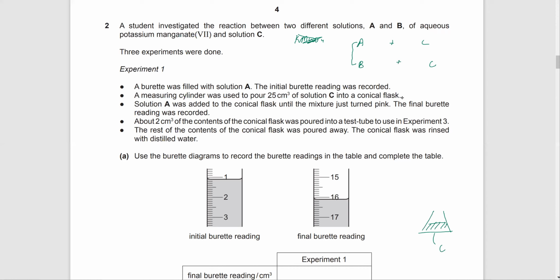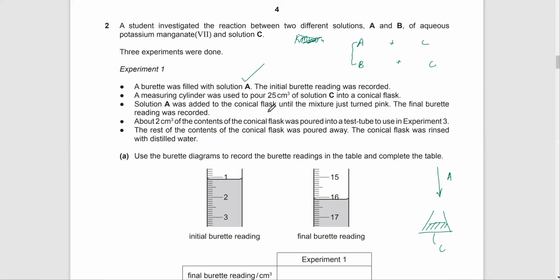So here you have C. The burette has your A. Okay, your A is in the burette, so you're adding A from the top. Solution A was added to the conical flask until the mixture just turned pink. The final burette reading was recorded.